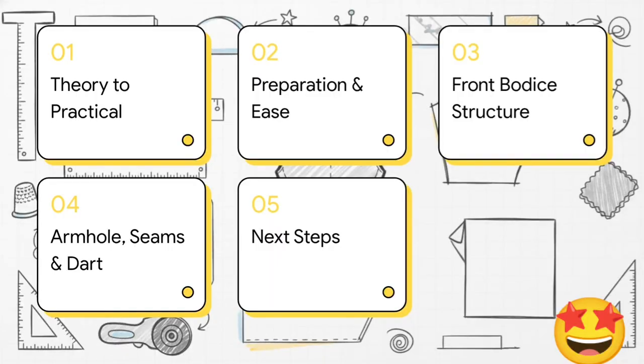Okay, let's dive into this. Here's our roadmap for today. 1. From theory to practical. 2. Drafting preparation and ease. 3. The basic structure of the front bodice. 4. Armhole, seams, and waist start. And 5. Next steps after drafting.